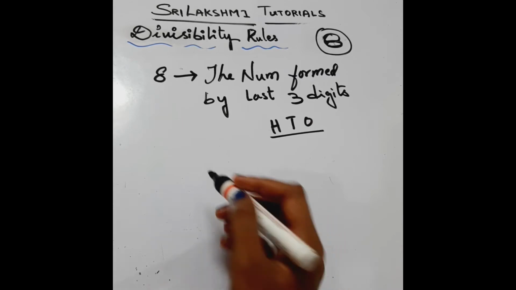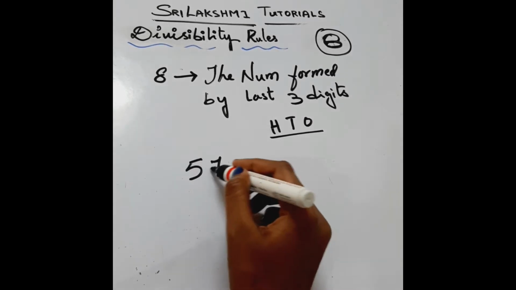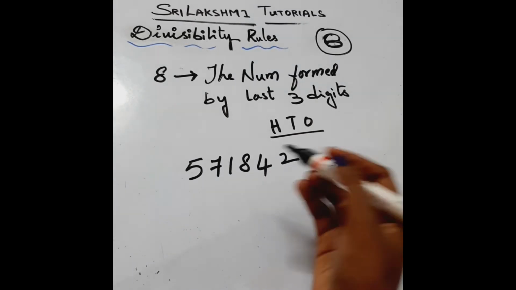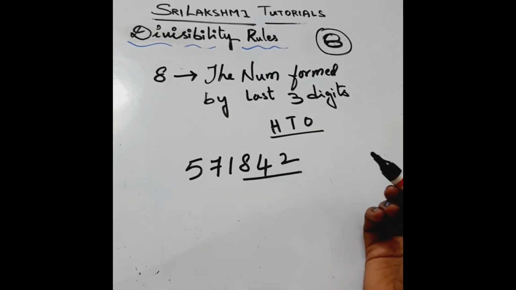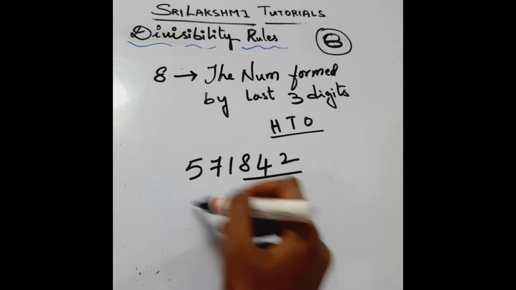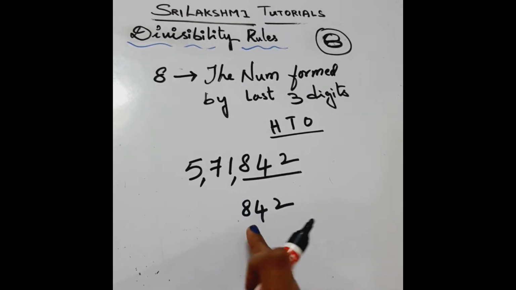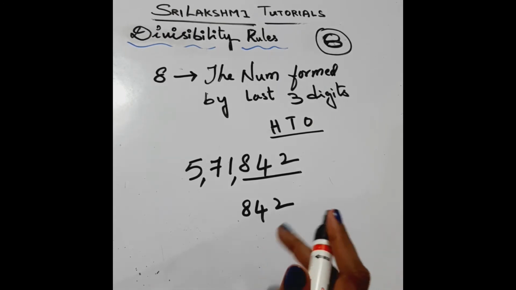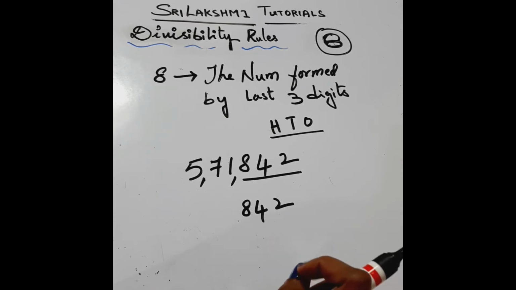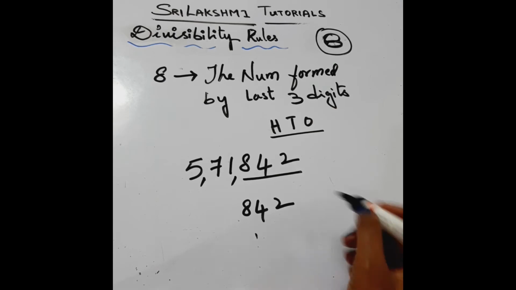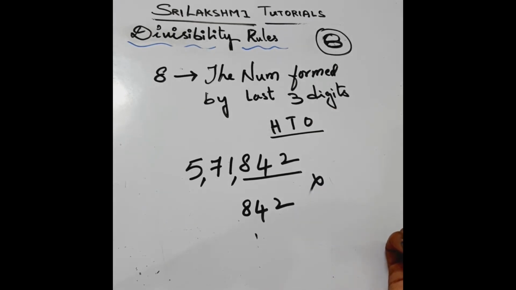Let us check now for the number 571842. Now see, the last 3 digit number formed in this given number is 842. Is this number divisible by 8? You can check it with actual division, it will be easy. 8 ones are 8, 8 fives are 40, so we have 840. But the remainder we are getting here is 2. So it is not divisible by 8.